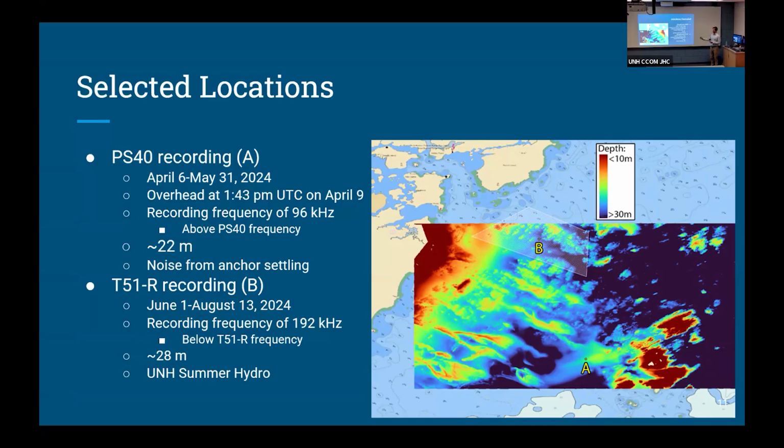And you can see the polygon surrounding figure B. That was where Summer Hydro's main surveying took place. It's all off the Gulf of Maine, so you can see Newcastle in the top right for reference.